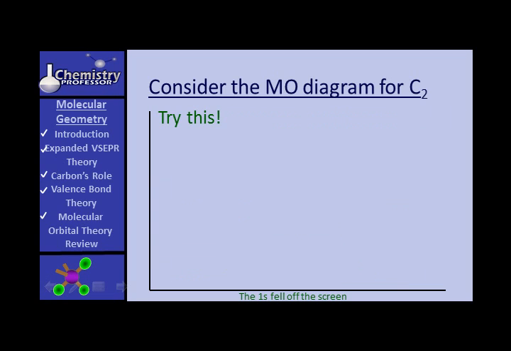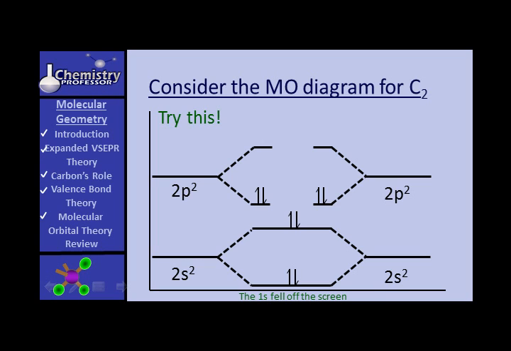I want you to try an MO diagram for carbon. Now, stop the video and give it a try. And then when you're ready, come back and click on the video again, and I will show you what it looks like. This is what I have. Remember, the 1s fell off the screen. Do you agree? Do you see that those 2 additional electrons coming in from the p went ahead and filled up those degenerate pi bonds? That's right. Do you agree? I hope so.